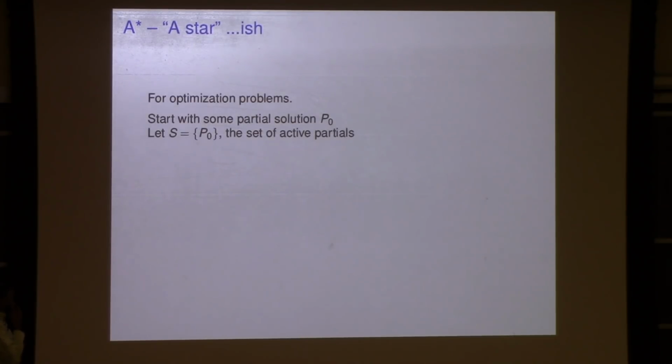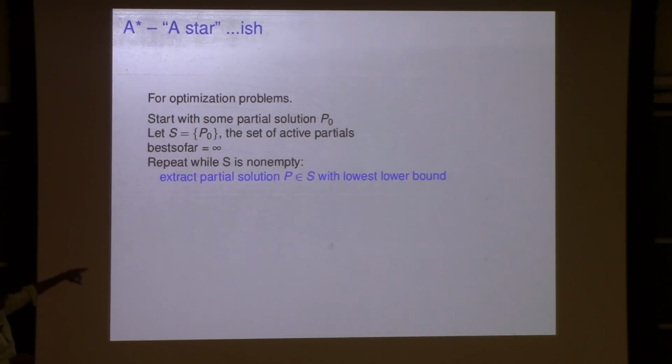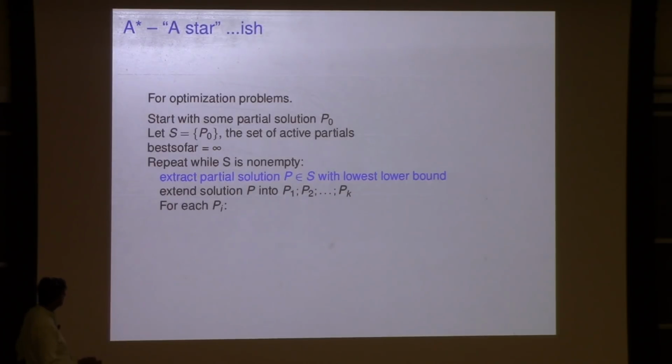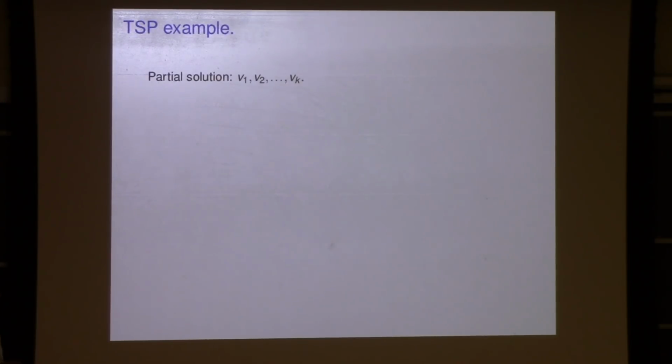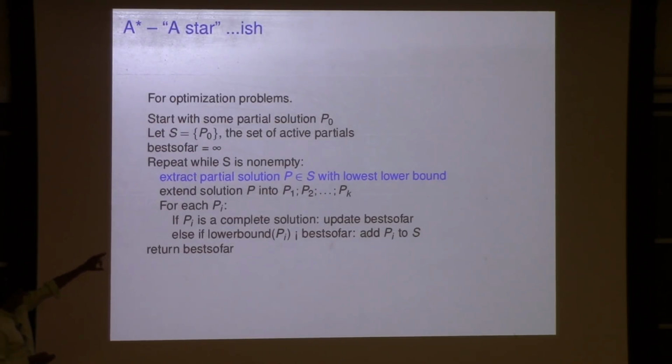Let S be the set of active partial solutions, best so far, repeat. Extract partial solution with the lowest lower bound. It's exactly the same thing as before. And then you extend the solution to the rest, and it's all the same, right? All I'm saying is you order which ones to explore by which ones are the most promising.